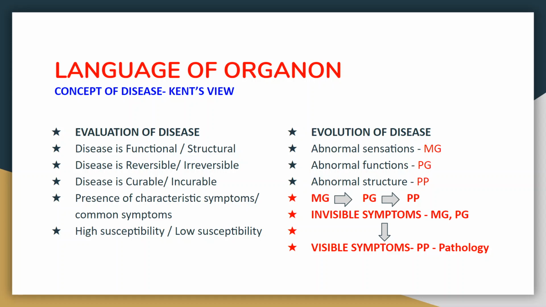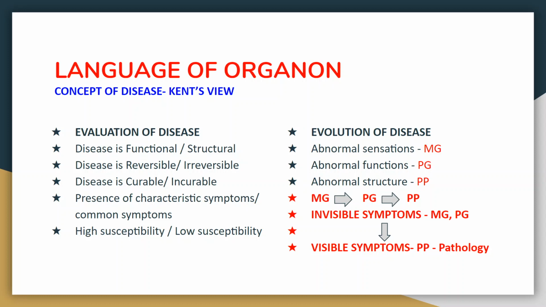The next point, presence of characteristic symptoms or common symptoms. So in the left hand side what we see is that disease is functional, then it is reversible and curable, and there is presence of characteristic symptoms in the case, and this indicates high susceptibility. Whereas the right side shows the disease is structural, irreversible, incurable, and in such diseases more common symptoms are seen and it indicates low susceptibility.